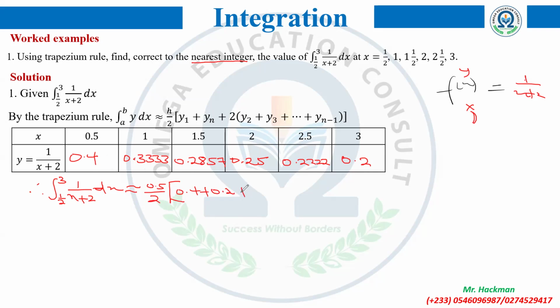Then plus twice, so 2 in brackets, your other y values in between, you sum. So your first one is what? 0.3333. Plus your next one is 0.2857. The next one will give us 0.25. Then the next one will give us plus 0.2222. You are done. You close this one, then you close the square bracket.